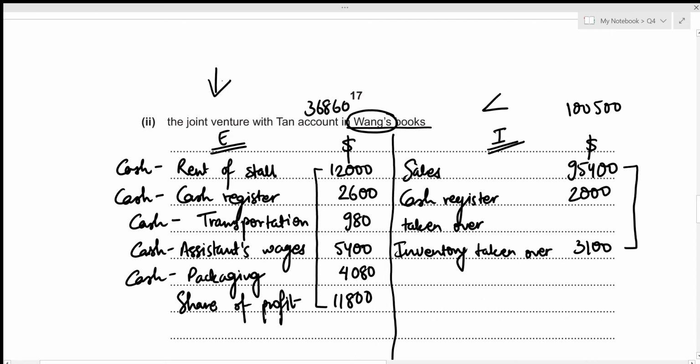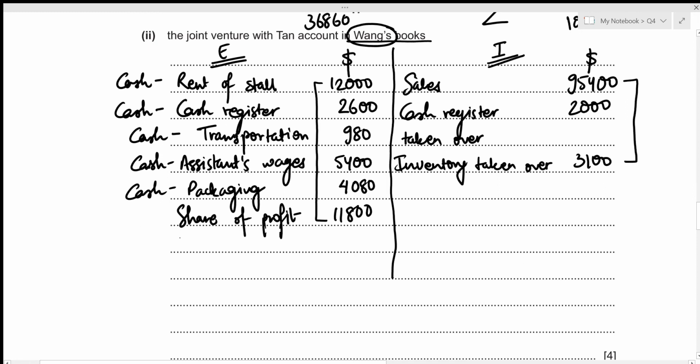And whenever the balancing figure is on the debit side, that indicates the cash yet to be paid to our joint venture account, which means that Wang needs to pay a certain amount to the joint venture, which means that he owes that certain amount to Tan. So we can term our balancing figure as cash to Tan.